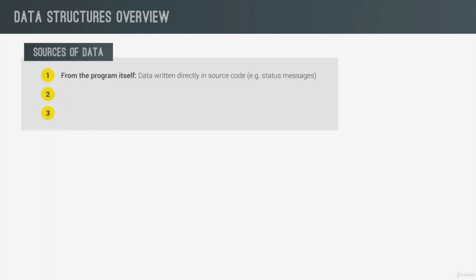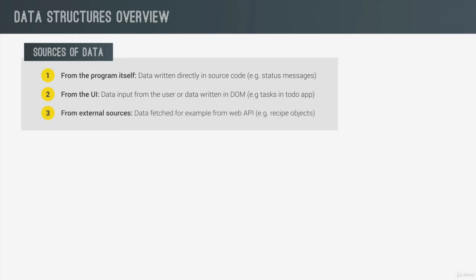First, the data can be written within the program's source code itself, like status messages that will be displayed on a web page based on user actions. Second, data can come from the user interface, so from the web page. It can either be data that the user inputs into some form or data that's already written somehow in the DOM. For example, this can be the user's tasks in a to-do app or expenses in a budget app or anything like that. Finally, data can come from external sources, which is usually a web API.